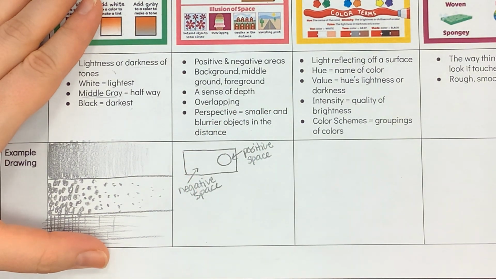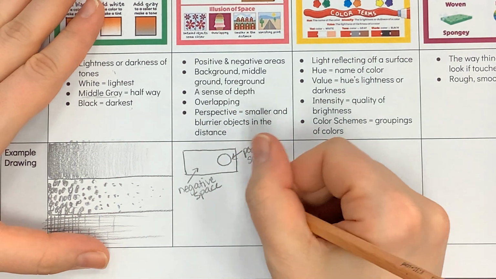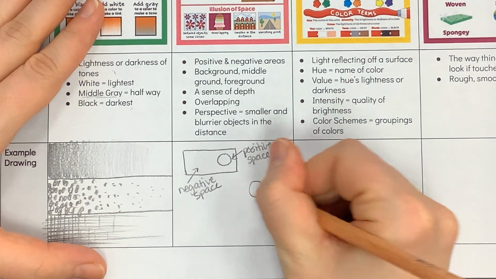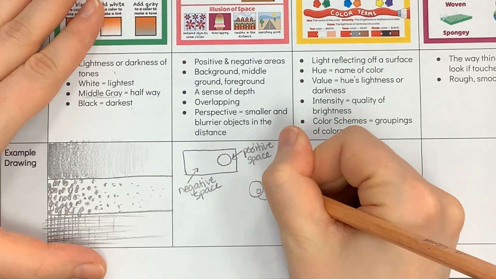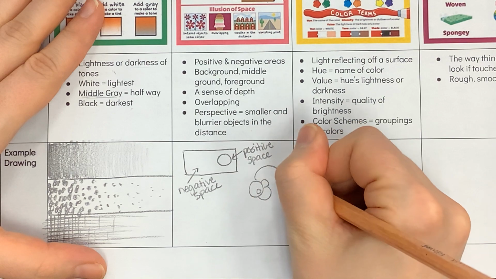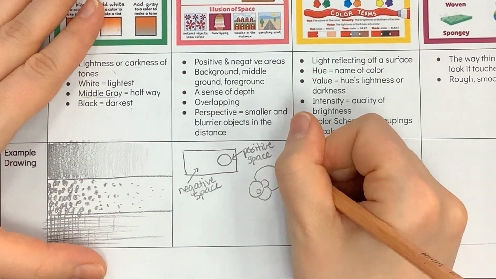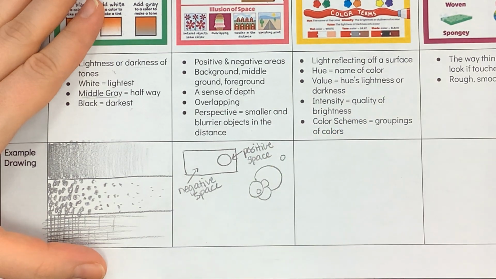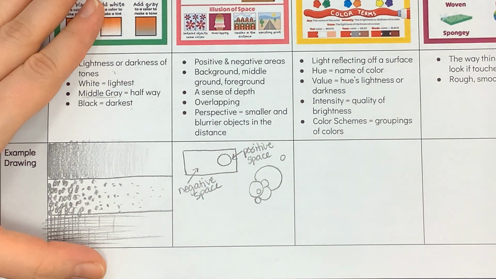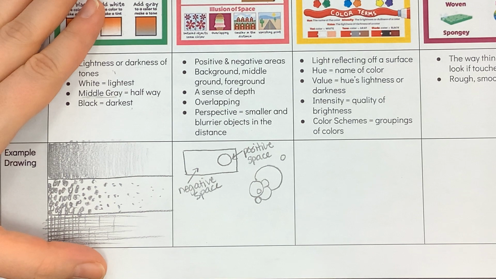We talked about how overlapping can create a sense of depth. So if I start doing a bunch of little bubbles that overlap each other, some medium, some small, a really large one back here, and then maybe a tiny one over here, that gives us a sense of depth. There's space between those circles. And then the last one would be perspective.